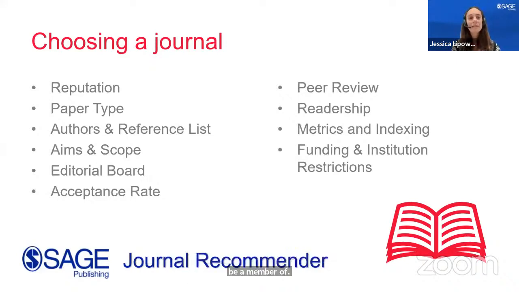Maybe it's independent, but has a fantastic editor or editorial board. So as you're going through these journals, look for transparency in the aims and scope, transparency in the people that sit on the editorial board, as well as the type of peer review that is conducted. Those are some of the key factors. You'll also want to look at paper type.